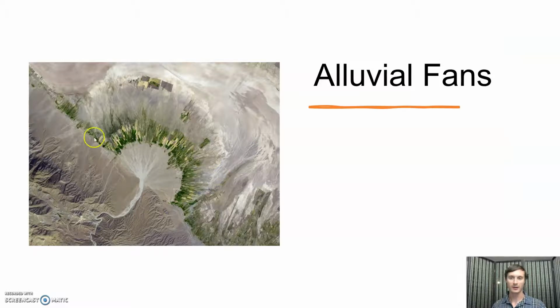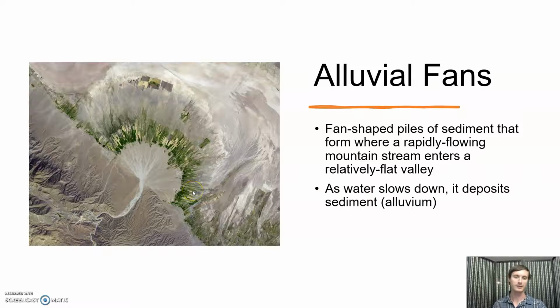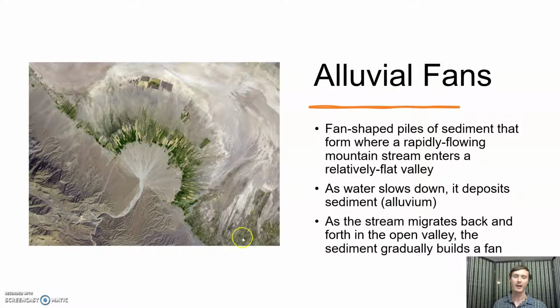Well, what are alluvial fans, right? Going to be this in our photo there. These are going to be our fan-shaped piles of sediment called alluvium. They form wherever we have a rapidly flowing stream that empties out into a relatively flat valley. And as the water slows down, it drops all of its carried sediment. And the stream typically, at some point it's over here, and then it migrates over here for a while, and then it migrates over here, and builds in all of these sorts of different directions at once, gradually building up the fan shape.